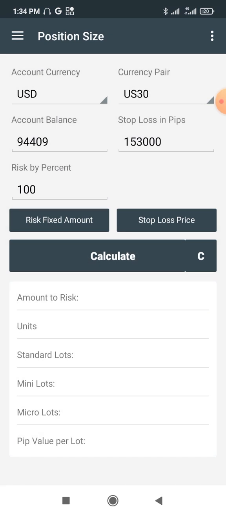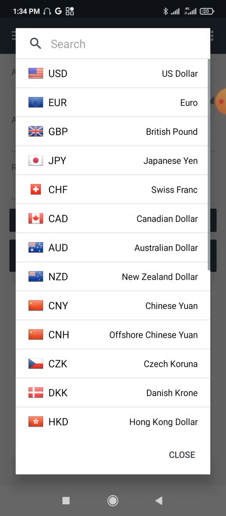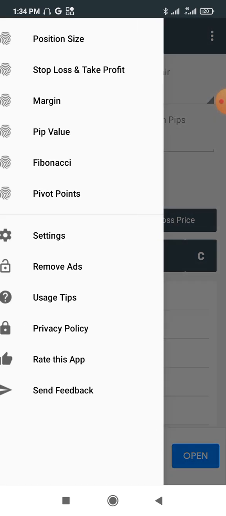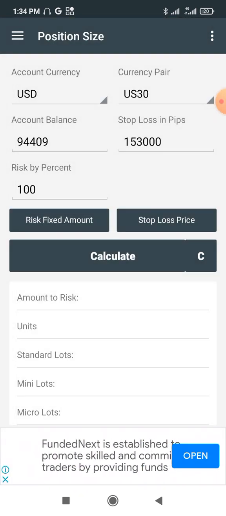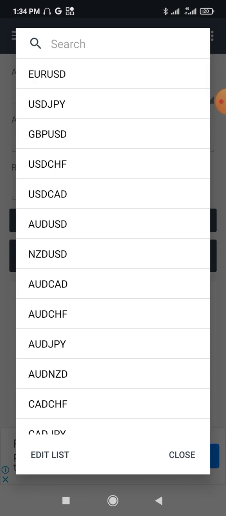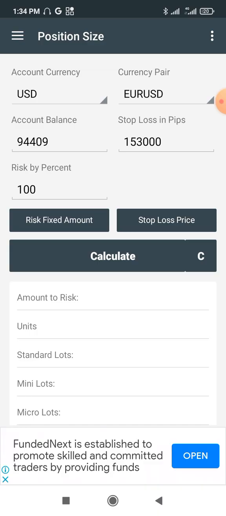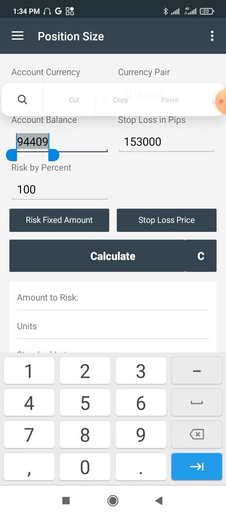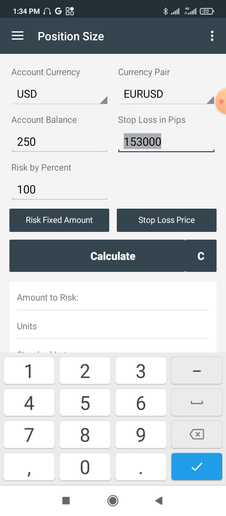You don't need to crack your brain. You can download this forex calculator on Play Store or Apple Store, regardless of which phone you use. All you have to do is go to position size. Let's say you want to trade EUR/USD, and your account balance is $250, and your stop loss on that trade is 20 pips, and you are risking just 1%.